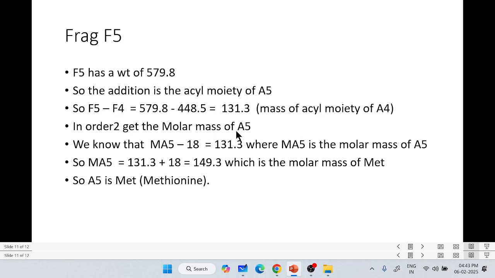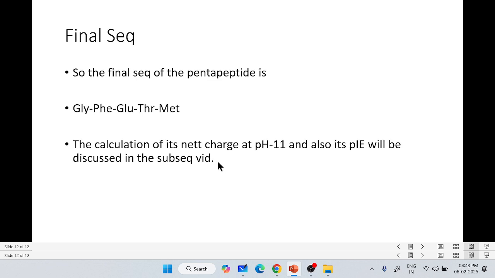Similarly, F5 is 131.3 heavier than F4. You add 18 to 131.3 and you get 149.3, which corresponds to methionine. So the final sequence of this pentapeptide, starting from the N terminal, is glycine, phenylalanine, glutamate, threonine, and methionine.